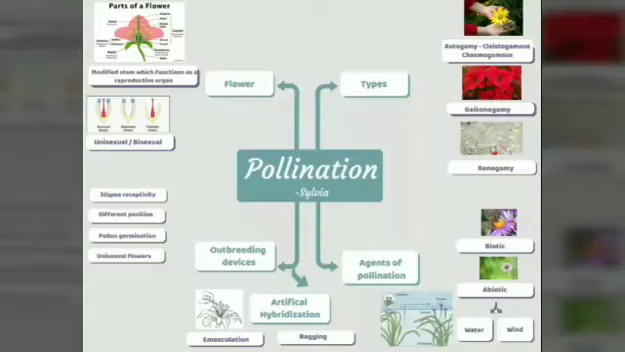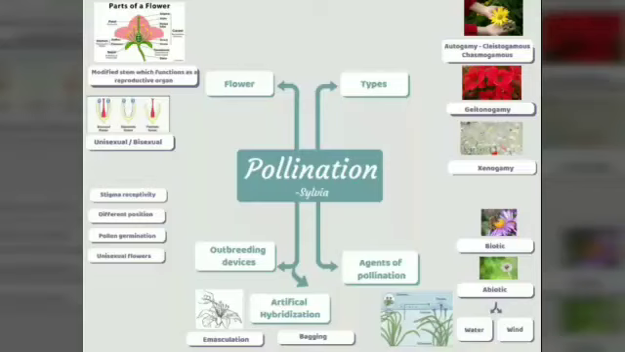Now let's look at the agents of pollination. The agents responsible for pollination in angiosperms have been grouped into two main types. One is abiotic agents, the other is biotic agents. In abiotic agents we have wind pollination and water pollination, while in biotic agents we have mammals, reptiles, birds and insects.